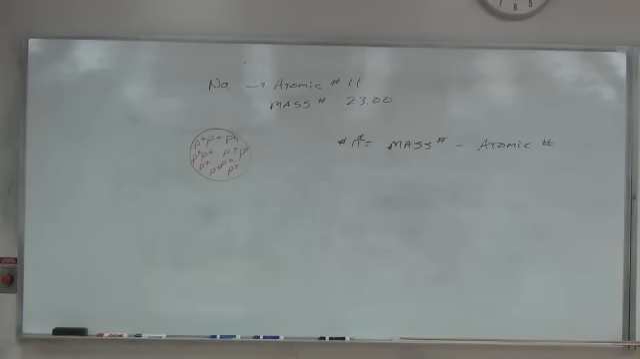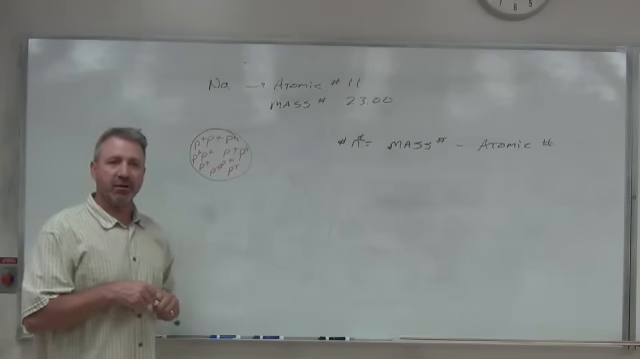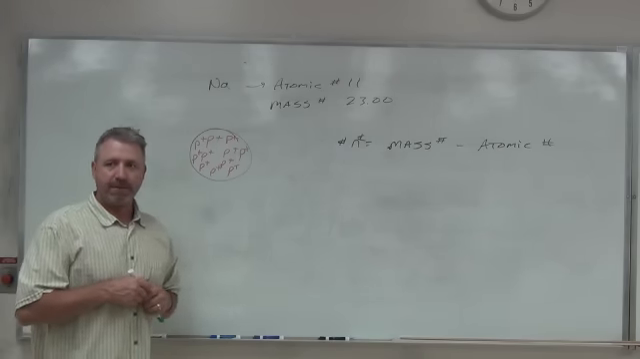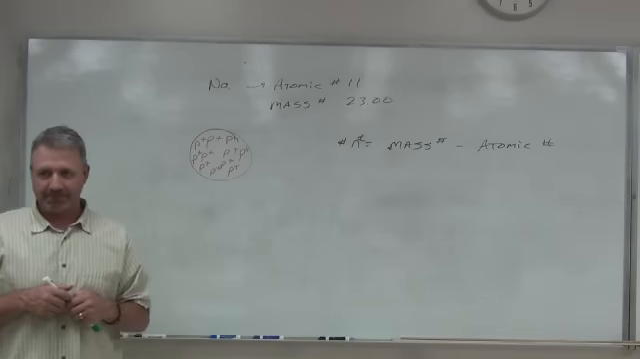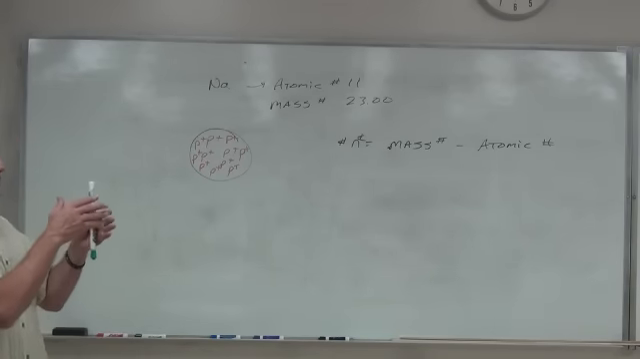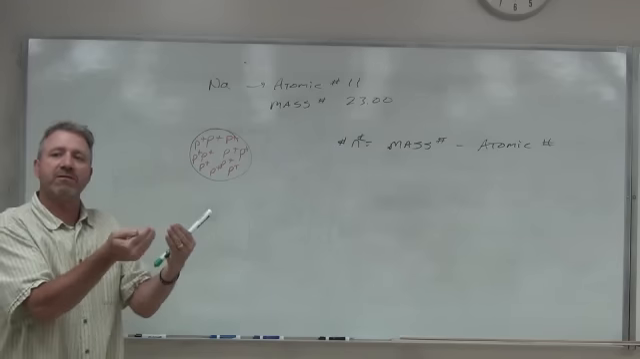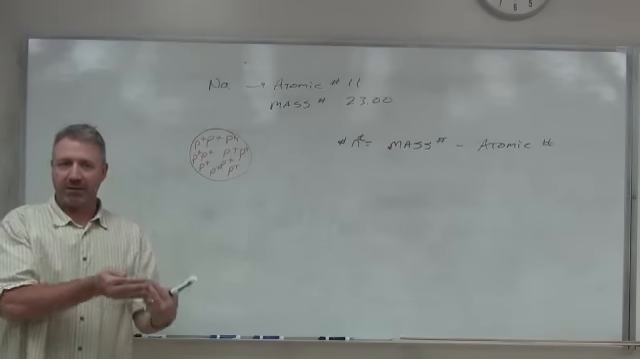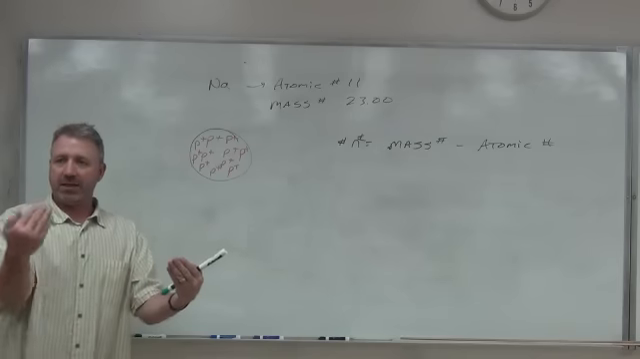The number of neutrons in the nucleus is not given directly on the periodic table. It's not given in the box that contains information on the individual elements. In order to determine the number of neutrons, you have to use two pieces of information that are given on the periodic table, the mass number and the atomic number.